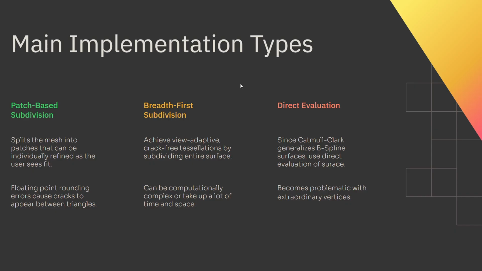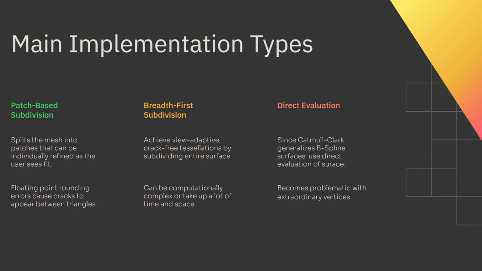So, some main implementation types that the paper addresses as associated work. Three main types: patch-based subdivision, breadth-first subdivision, and direct evaluation. The one that this paper actually implements is breadth-first subdivision, but we'll talk about all three types. Patch-based subdivision splits the mesh into patches, and then you subdivide individual patches, so you're subdividing pieces of the mesh that you want to see smoother improvements to. But this can create some really bad floating point rounding errors and can cause cracks to appear between the triangles.